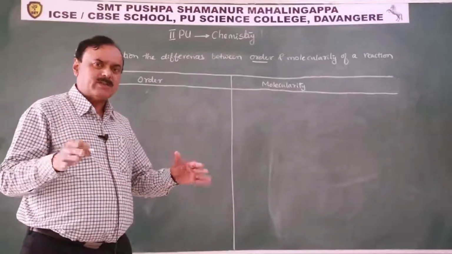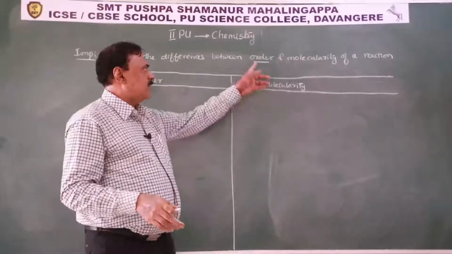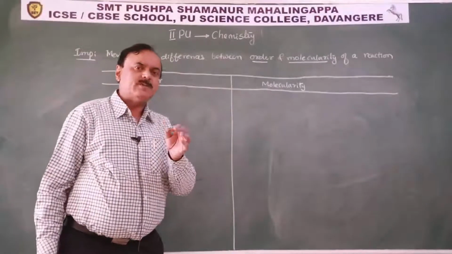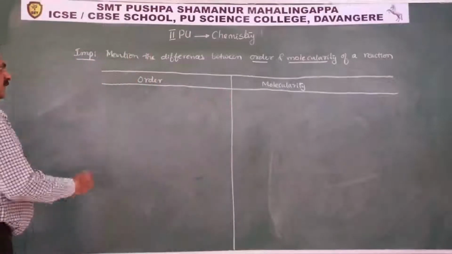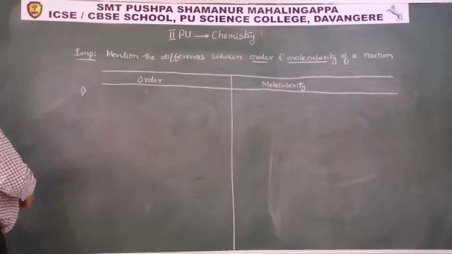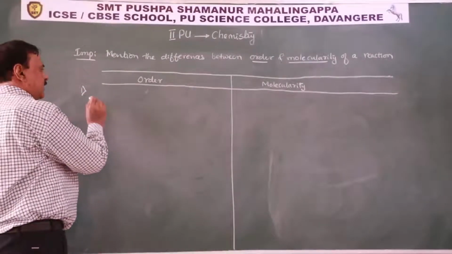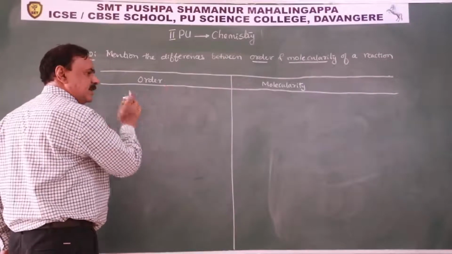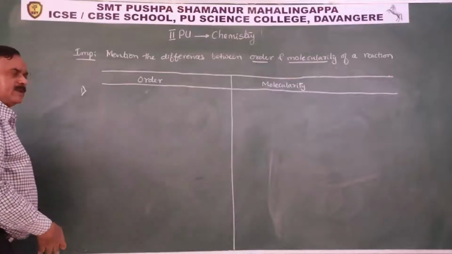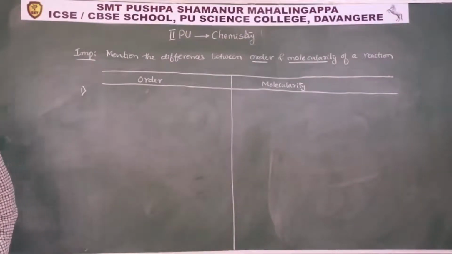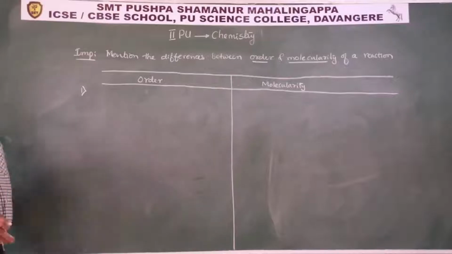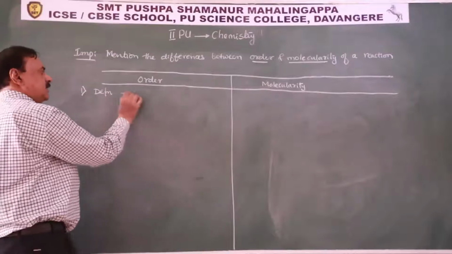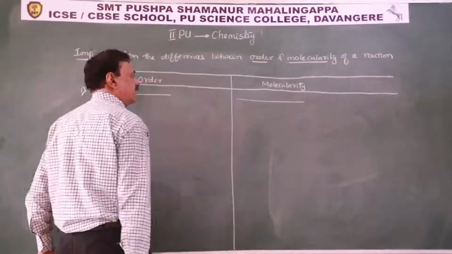How to present this question? Make two columns. In the first column put one component, in the second column put the other component. The first difference should be the definition itself. First define order of a chemical reaction: it is the sum of the powers of the concentration terms in the experimentally determined rate equation for the reaction. Whereas molecularity is the number of reacting species. You know the definition of order and molecularity.